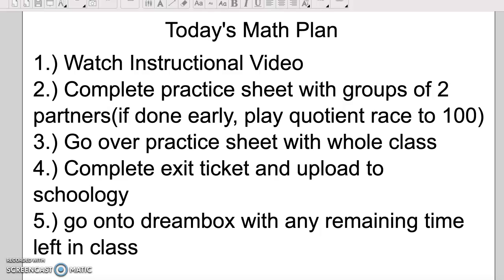So with that, today's plan is you've got this video, and it's a practice sheet, just continuing to practice this division with decimals. I've been super pleased with our progress so far. And then you'll go over the sheet with the whole class, do your exit ticket, and any time left, you'll be on Dreambox doing those assignments. Please make sure if you have that extra time, you're on Dreambox, okay?